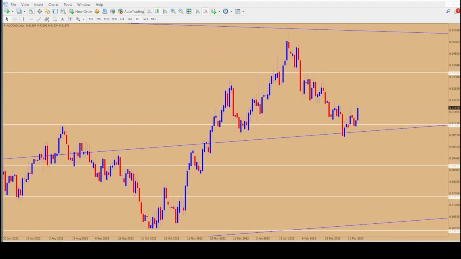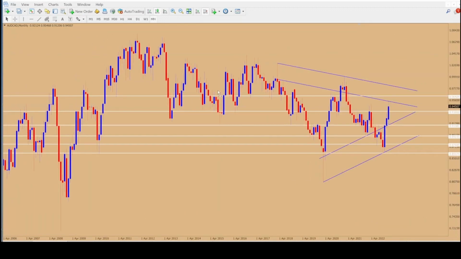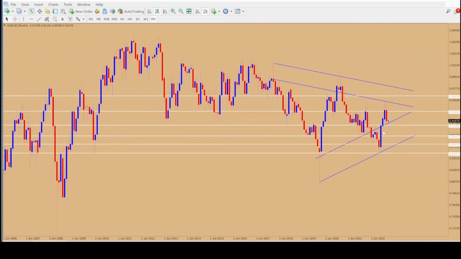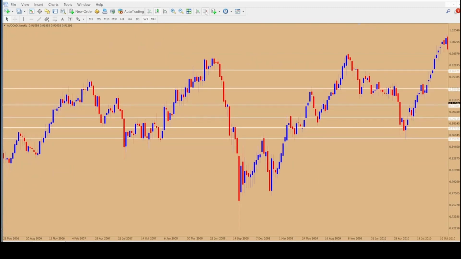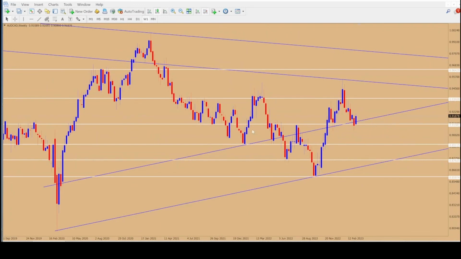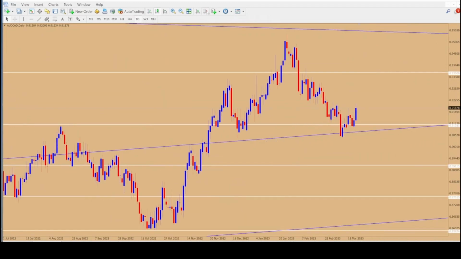So AUDCAD. What's happening with AUDCAD? Now for AUDCAD, let's look at the monthly. Okay, let's see what's happening. For the weekly, okay, we might just have on our hands another bullish opportunity right now. We have another bullish opportunity to benefit from.